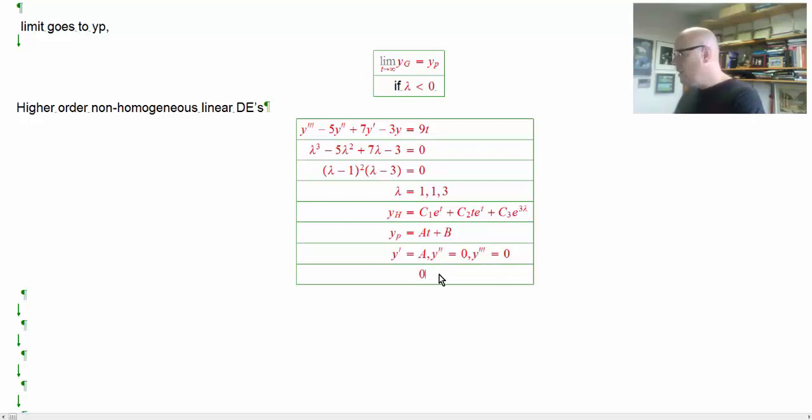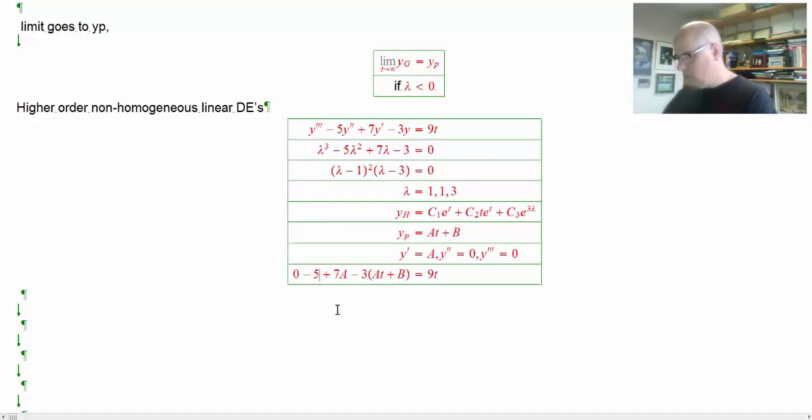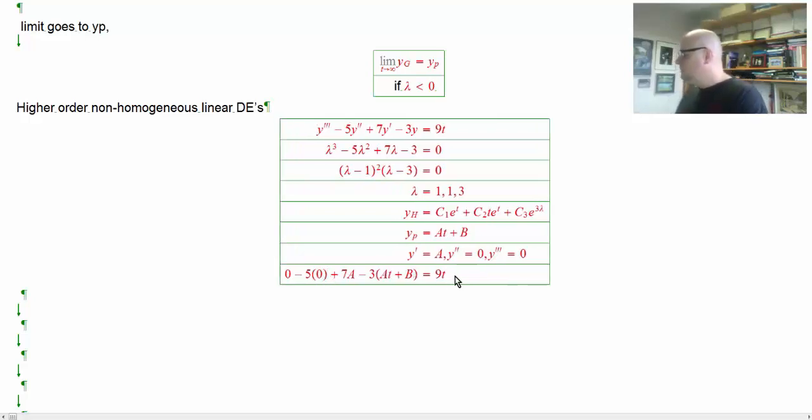Sub all these derivatives into, just like we did before, the left-hand side of the equation, and I get y triple prime minus 5y double prime plus 7y prime minus 3y equals the target function. Let's figure out what the a and b have to be.